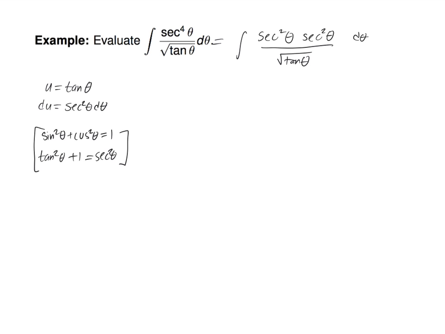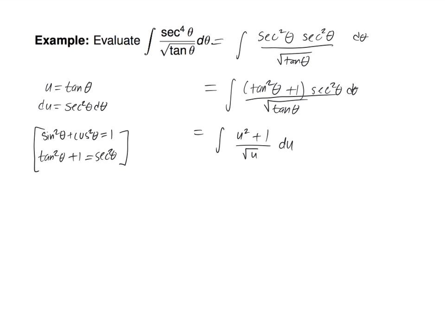Is there a problem with this on your homework or take-home quiz? Completely possibly. Yes. So you're going to change one of those secant squareds into tangent squared theta plus 1, and save another one of the secant squareds to be your du. How did I get from the identity that I have first to the second one? What did I divide by? Cosine squared. Yeah, exactly. So this becomes the integral of u squared plus 1 over root u du.